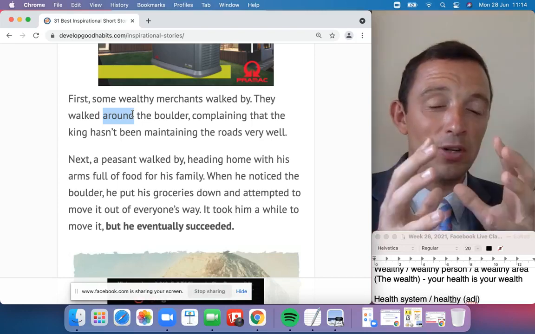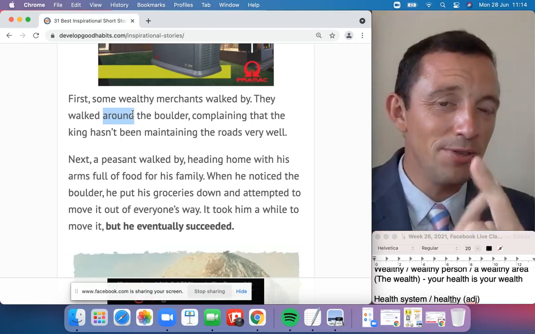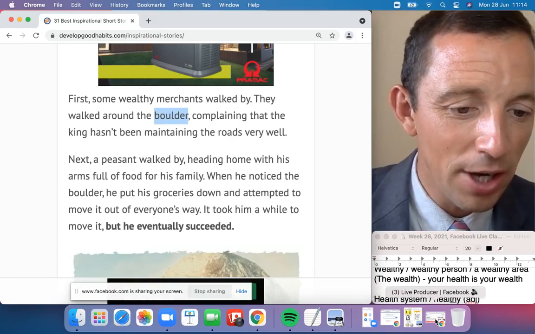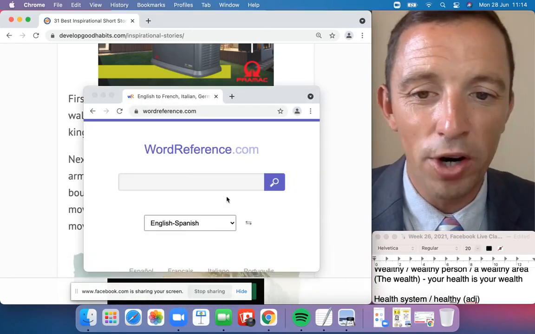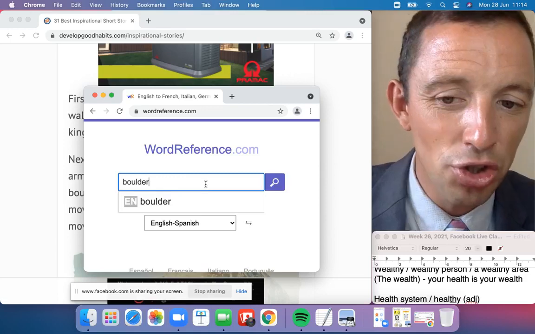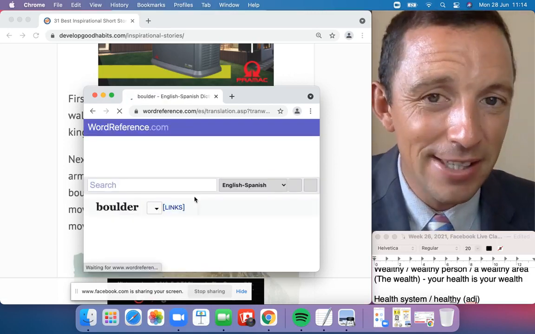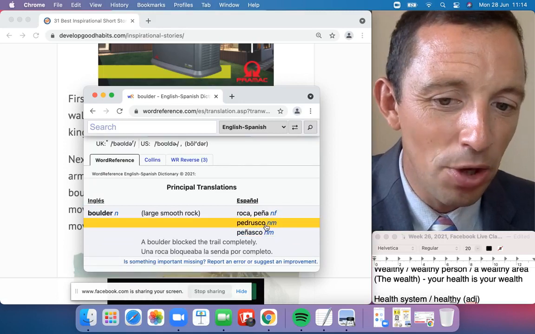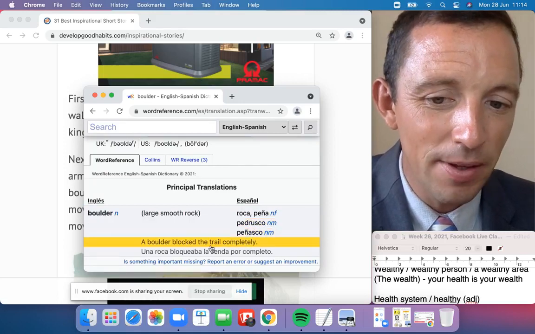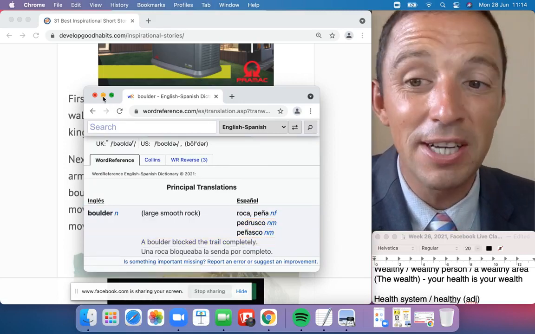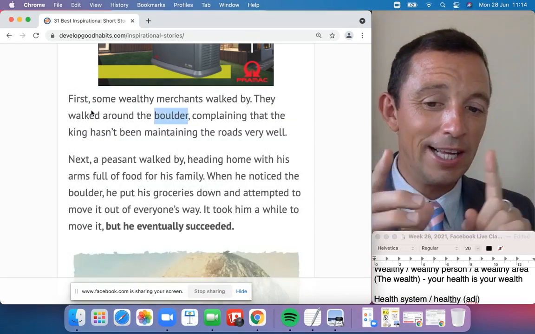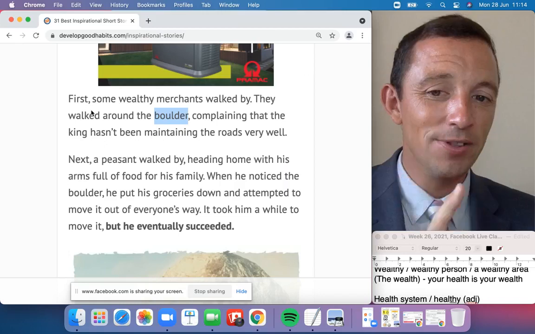Okay, so the boulder is like a stone and you walk around the stone. And just to give you the translation for the boulder, I'm going to show you the word reference here. And I'm not sure in Spanish the word for boulder, roca, peña, pedrusco, peñasco. Okay, so it's a very specific word. And in this situation, it's so big and so strong that it's necessary to walk around the boulder.